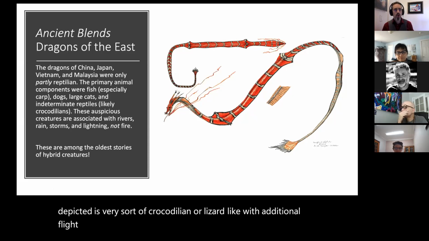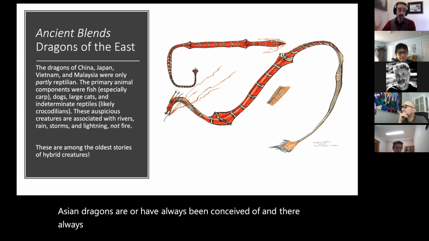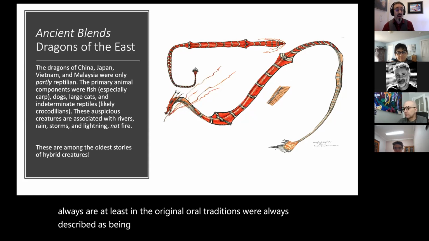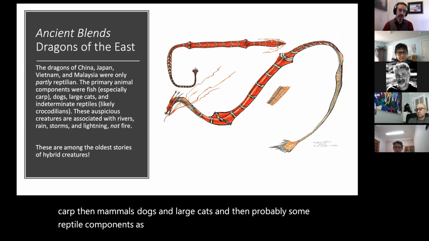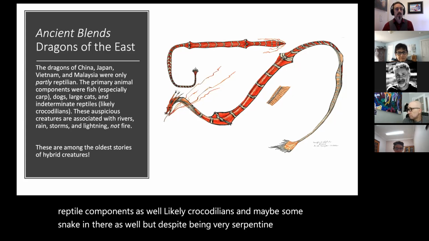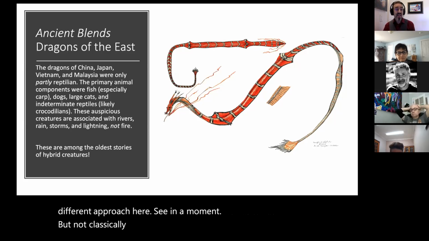Asian dragons, at least in the original oral traditions, were always described as being largely comprised of fish aspects, particularly carp, and then mammals, dogs and large cats, and probably some reptile components as well, likely crocodilians and maybe some snake. But despite being very serpentine in body form, they're not classically a snake-dominated animal. We've taken a little different approach here, as you'll see in a moment. They're not associated with fire.